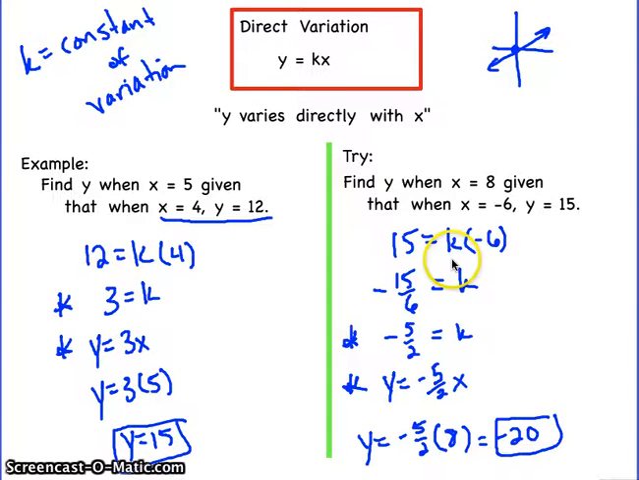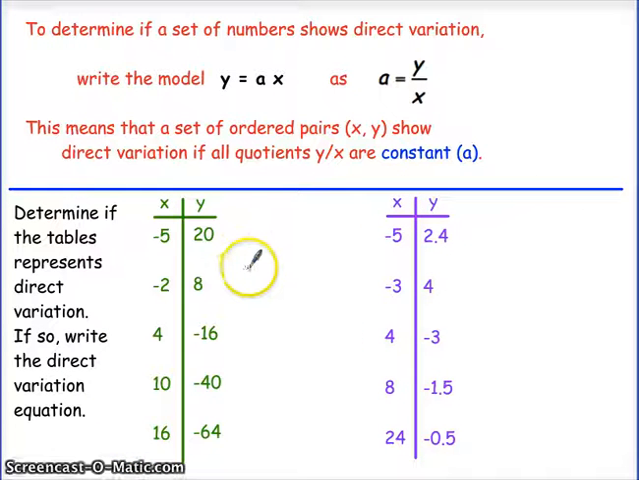One other way that the book may make you approach them is sort of backwards. What if they give you a bunch of information and ask, is it direct variation or not? One thing you want to remember is that y = ax or kx is your basic model form. But if we change that around a little bit and solve for a, we get a = y divided by x. If those coordinate points, y divided by x, always show the same a value, that same constant of variation, thus the word constant, then yes, it is a direct variation equation.